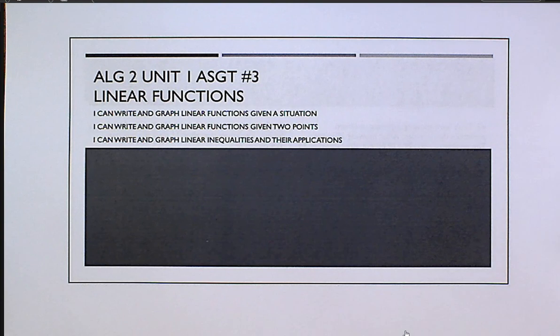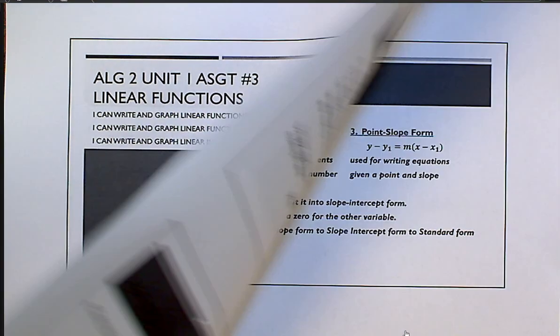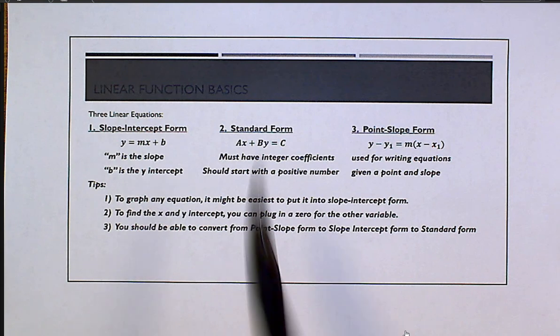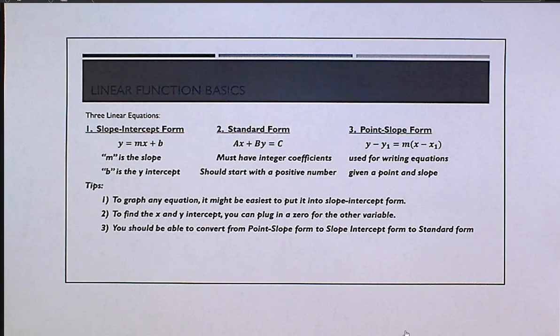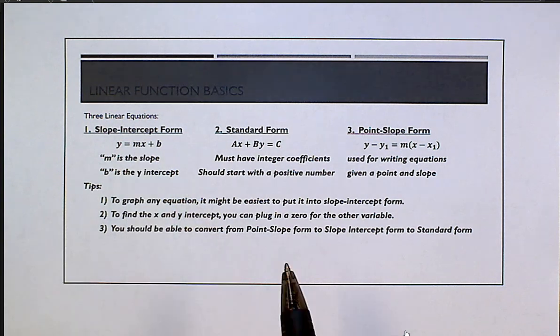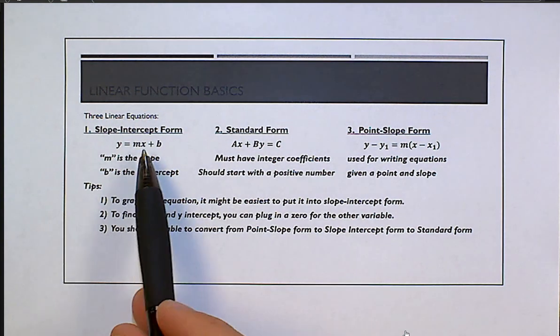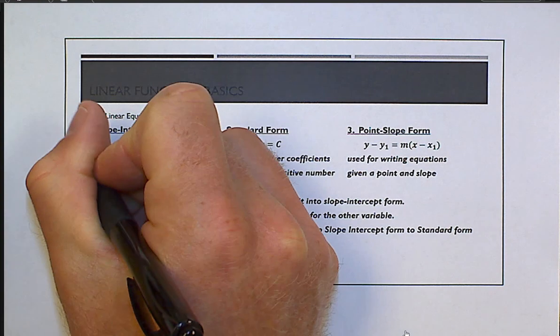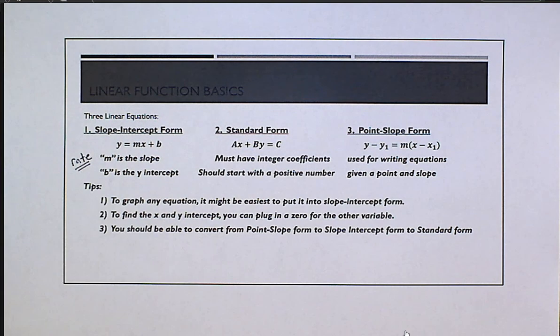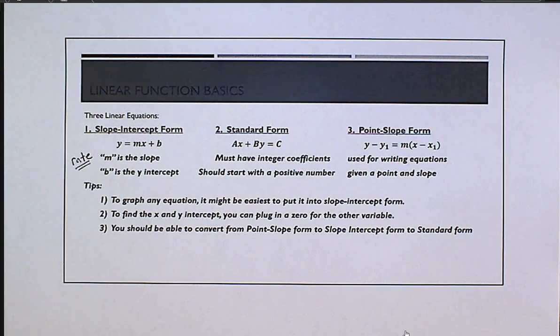What I really want you to do is turn to the last page where it says linear function basics, and you'll see the 3 linear equations that were most commonly used in your Algebra 1 course. That's slope-intercept form, which is y equals mx plus b. You have m being the slope or the rate, right? A lot of times, especially in word problems, the slope is a rate, like 5 miles an hour, or you're making $7 per hour. That can be your slope. It's constant, okay? B obviously being the y-intercept.